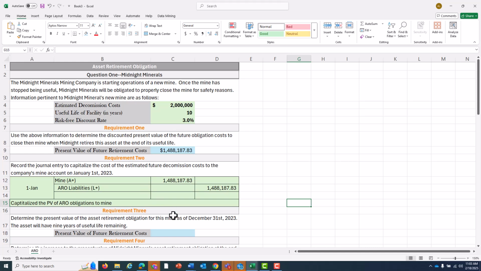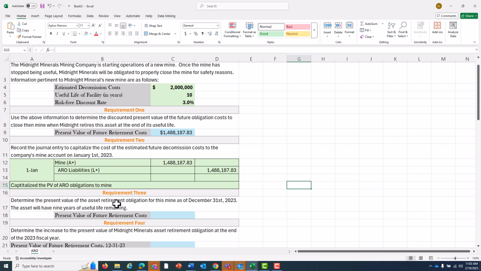So down here in requirement 3, we have the first year ending. We put this on the books on January 1st of 2023. It's the end of 2023. We got to figure out now, in terms of today's dollars, what would the present value of it be? And it won't be the same number because this one was expecting it to be 10 years into the future. Well, now all of 2023 has passed between January 1st and December 31st, which means it would only be 9 years in the future. But we can use the same steps that we did before.